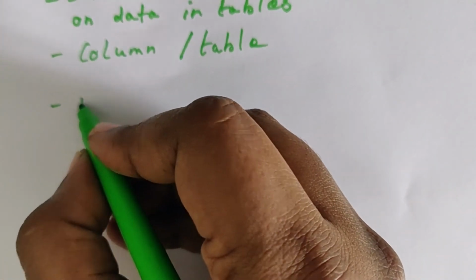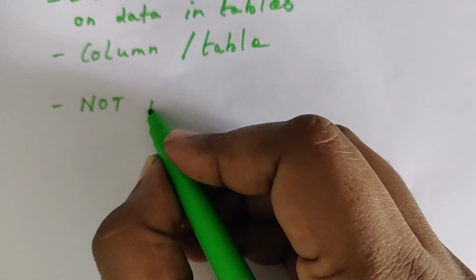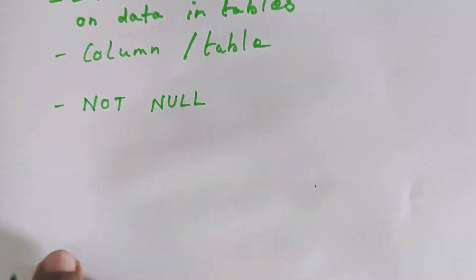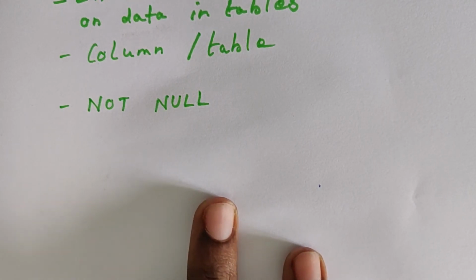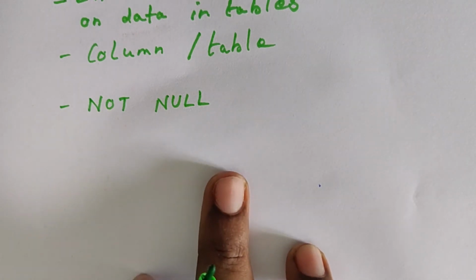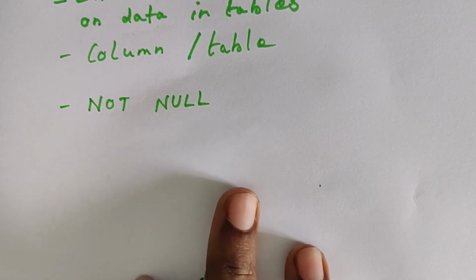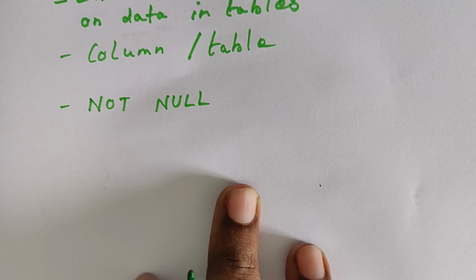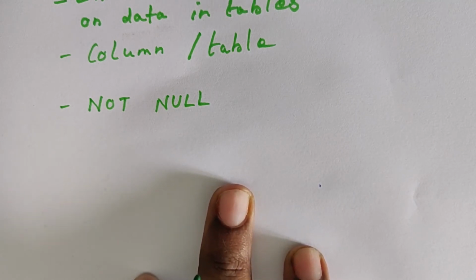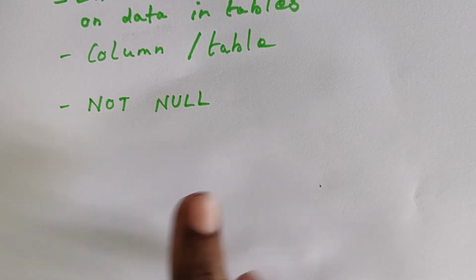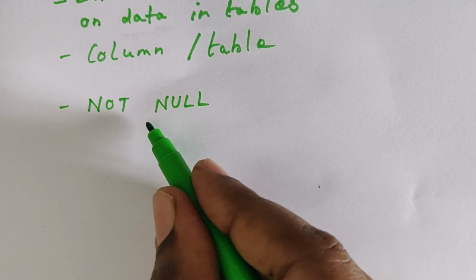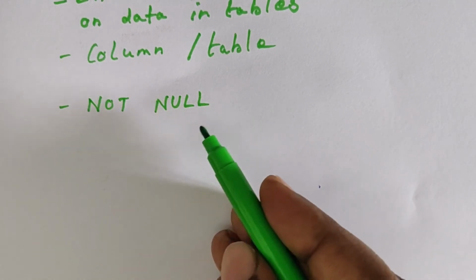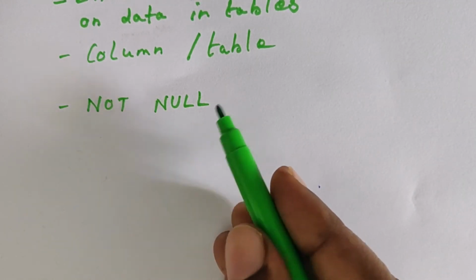The first one is NOT NULL. When we use this constraint in our query, it ensures that if it is applied on a column, that column cannot have a null value. If it is applied at the table level, the table cannot have any null value. So simple meaning: not allowing null values inside any column or any table.